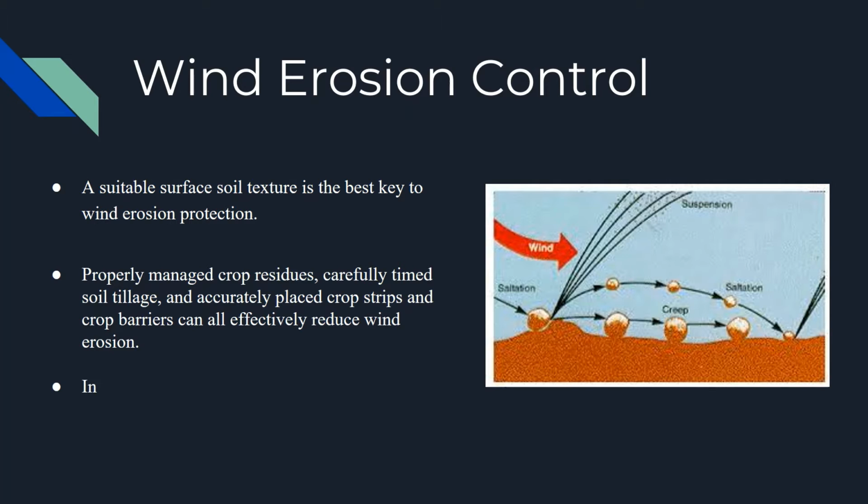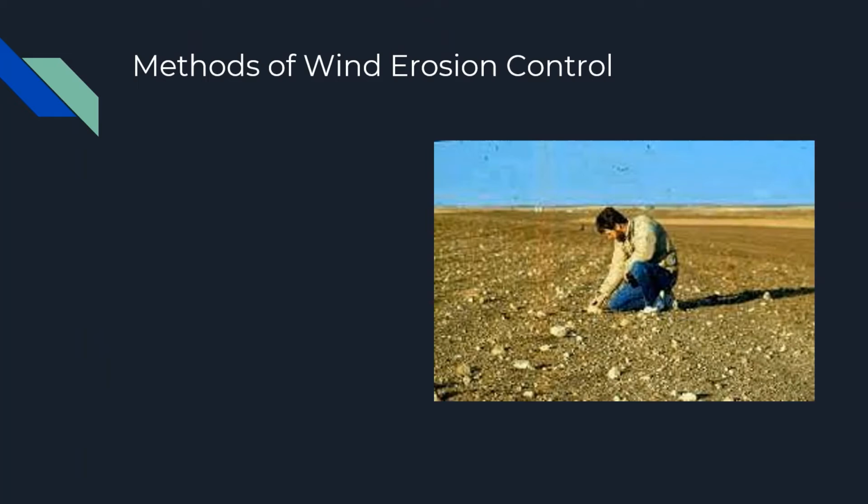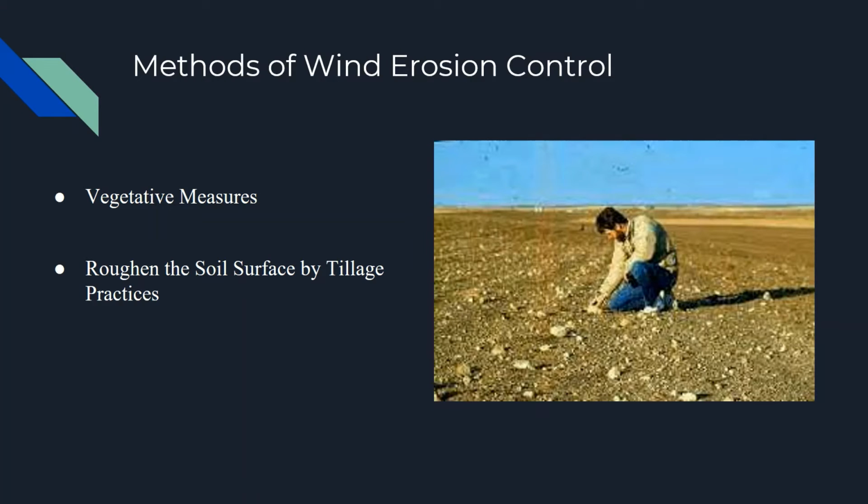In the absence of crop residue, soil roughness or soil moisture can reduce the wind erosion effectively. Three basic methods can be used to control wind erosion. Maintain vegetative cover, vegetative measures. Roughen the soil surface by tillage practices, or may be called tillage measures. Mechanical or structural measures.